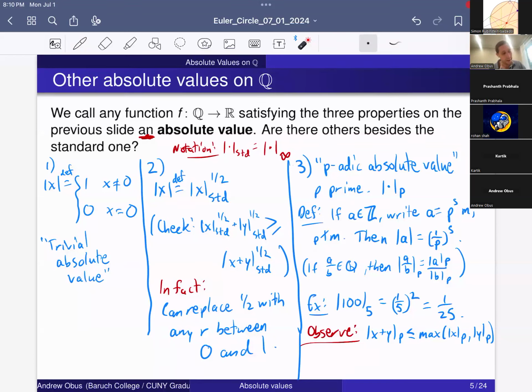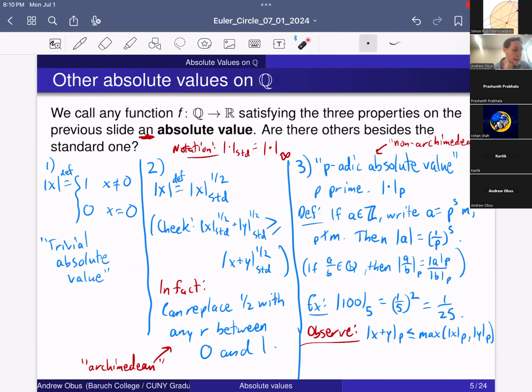If you think about it a little bit, that translates into this statement, although I'm not going to do the details here. So in fact, with these non-trivial absolute values, these 2 and 3 really give you two different types of absolute values. Ones like this are so-called non-Archimedean absolute values, and ones like number 2 are so-called Archimedean absolute values.